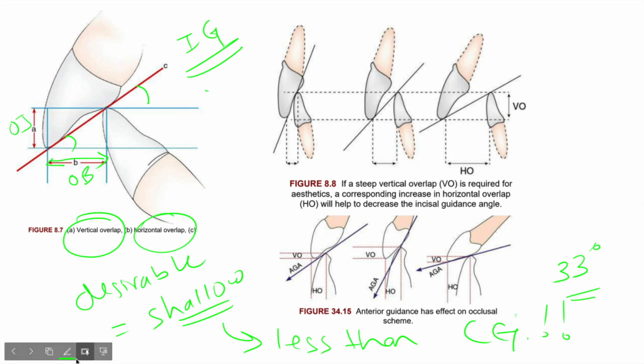Here's an example of what we're trying to explain. If a steep vertical overlap exists, it is required for aesthetics, then a corresponding increase in horizontal overlap is also necessary. It will help decrease the incisal guidance angle. So if your teeth are being set this steep, then we need a greater distance horizontally, which means we need a steeper compensating curve. Steeper incisal guidance compensated by steeper curve. Fair enough? Perfect.